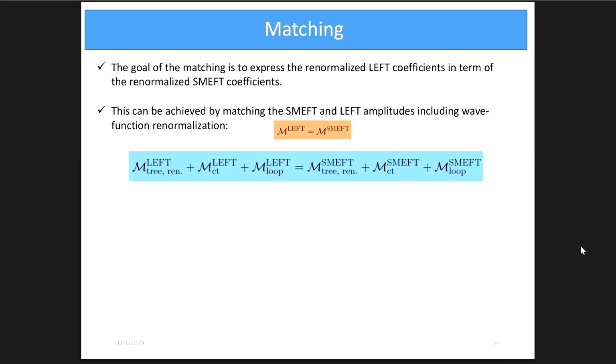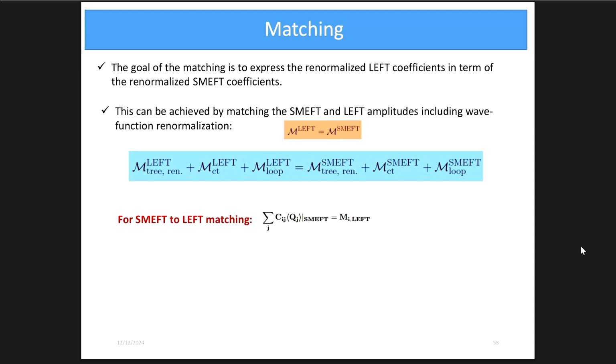In a proper way, things should happen. Otherwise there will be a problem. I mean, you need to rethink, or you are missing something or something else. So, in general you should expect this. However, in this case basically you are doing a matching calculation from SMEFT basis to LEFT basis.